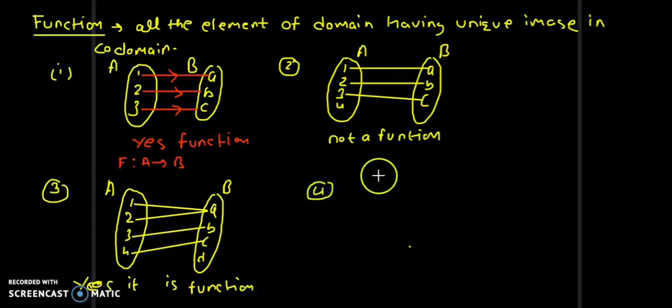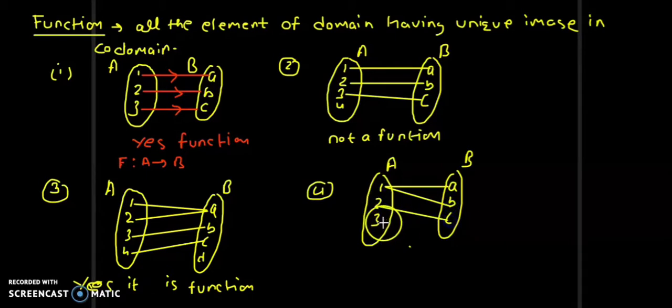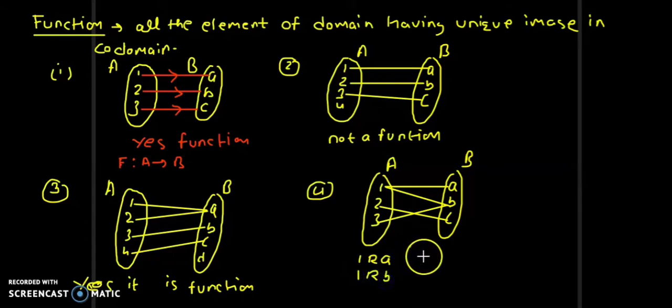Fourth one: suppose set A is 1, 2, 3 and set B is a, b, c. If 1 has this image and also this image, along with 2 and 3, then what you are observing is that 1 is related to a and also to b, meaning 1 does not have a unique image, it has two images. So it is not a function.